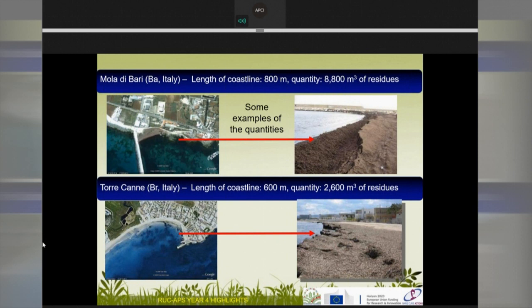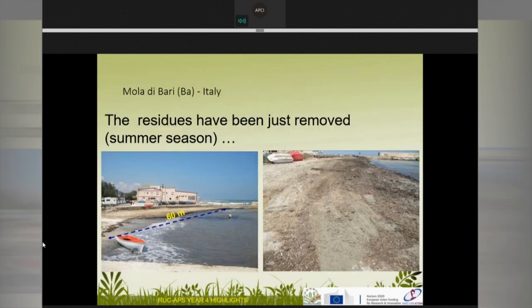In this slide, I give you an idea about the quantities of beached Posidonia residues. For example, in Mola di Bari, South Italy, for a coastline length of 800 meters, we measured 8,800 cubic meters of residues. In Torrecane, a touristic place near Brindisi, we measured about 2,600 cubic meters of Posidonia residues for 600 meters of coastline. In some cases, the management of Posidonia residues looks like a fight against giants.